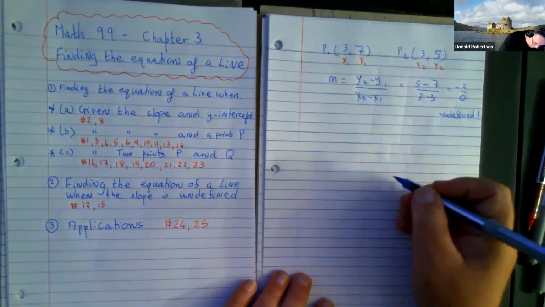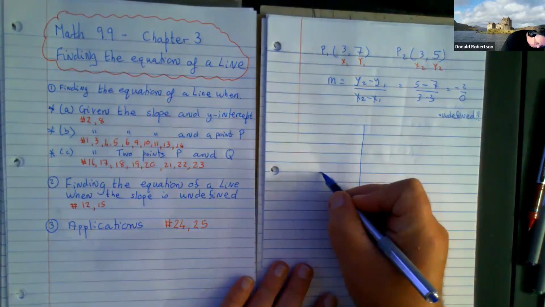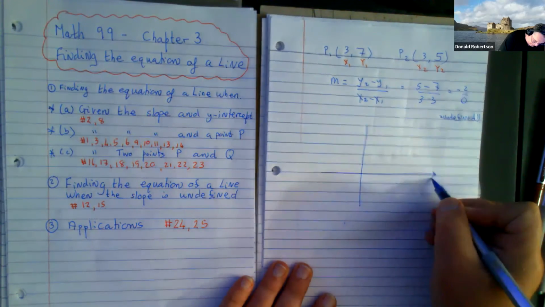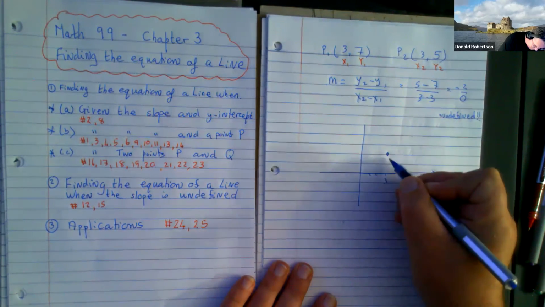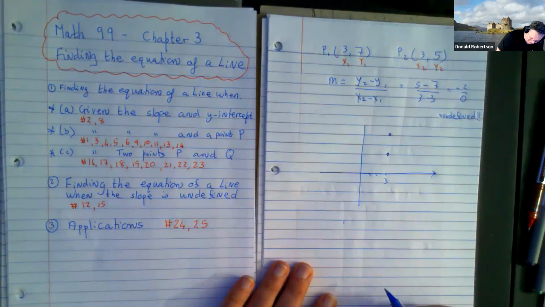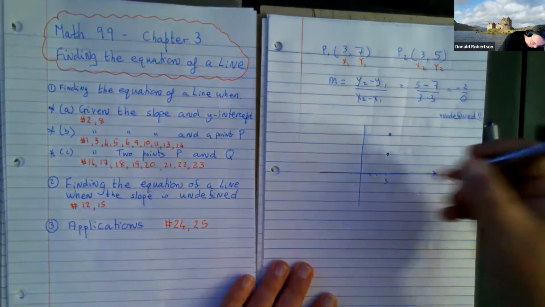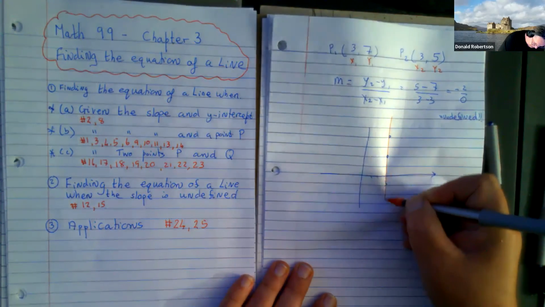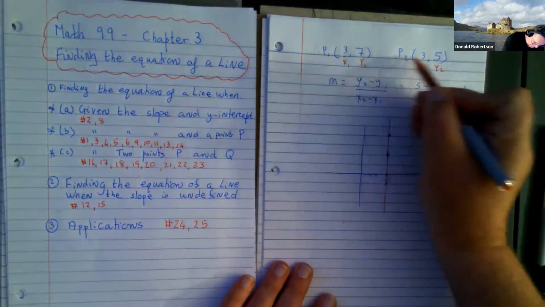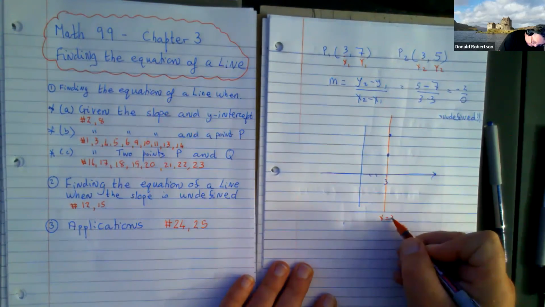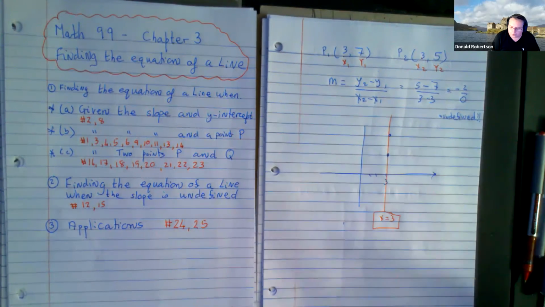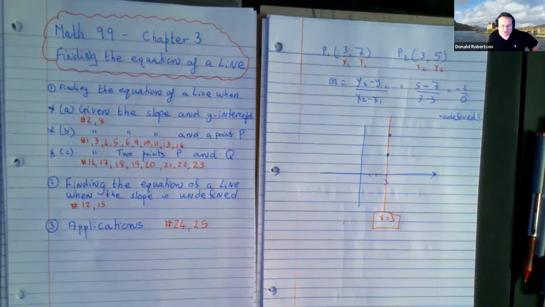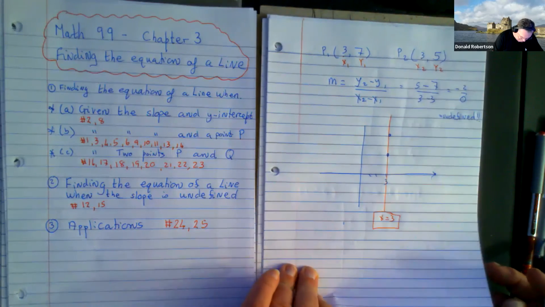So what we've really got is a vertical line. Can you imagine 3, 7 is here, 3, 5 is here? What you've really got is just a vertical line. And what's the common thing about them? A vertical line that's passing through an x equals 3 situation, right? So the x coordinates are always going to be 3. So the equation is x equals 3. And we are done for that.